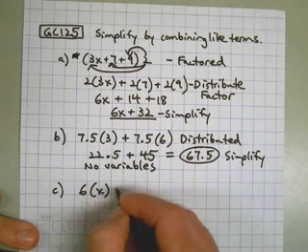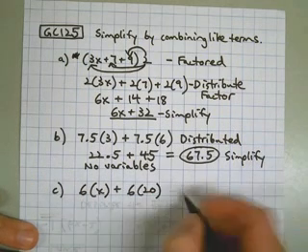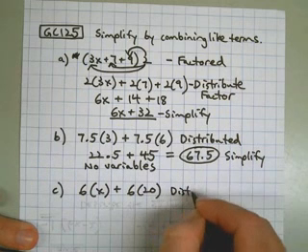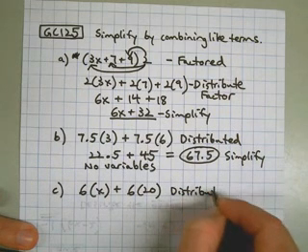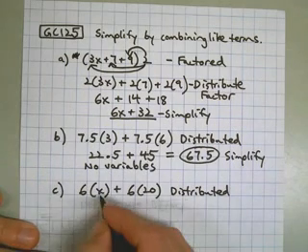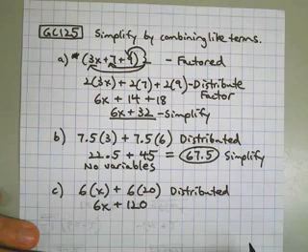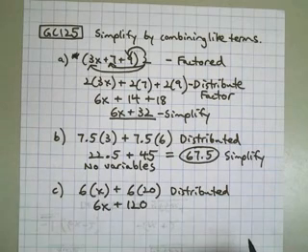6 times x and 6/20. Once again, I like this. We're already in distributed form. So let's do some simplifying. 6 x's and 6/20. That's all I can do.